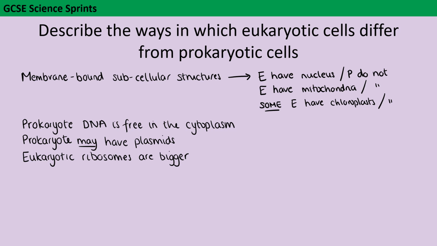Now, both eukaryotic cells and prokaryotic cells have ribosomes for protein synthesis, but the ones inside eukaryotic cells are larger. And actually, eukaryotic cells are also generally significantly larger than prokaryotic cells.